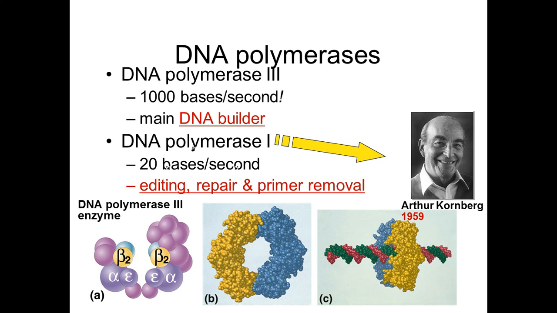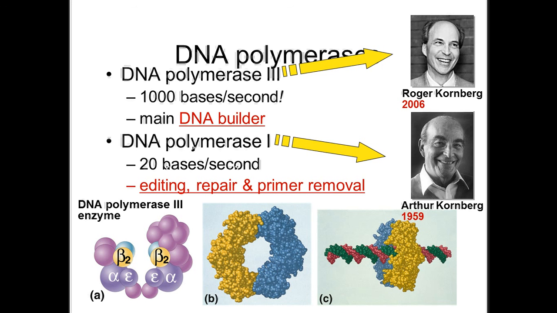On an interesting note, DNA polymerase 1 was named 1 because it was the first one found. It was found by Arthur Kornberg in 1959, and DNA polymerase 3 was found by his son Roger Kornberg in 2006.